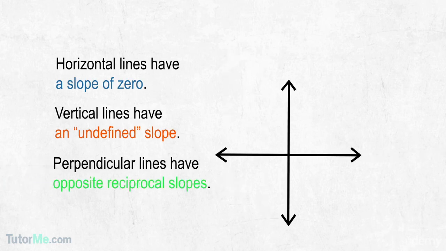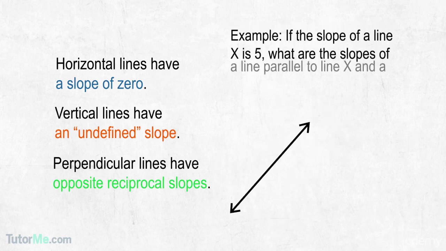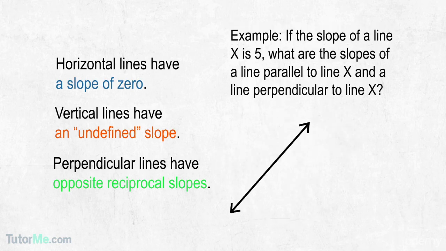Perpendicular lines have opposite reciprocal slopes, which means that we change the sign from a positive to a negative or a negative to a positive, and flip the fraction of the slope. For example, if the slope of a line x is 5, what are the slopes of a line parallel to line x and a line perpendicular to line x?